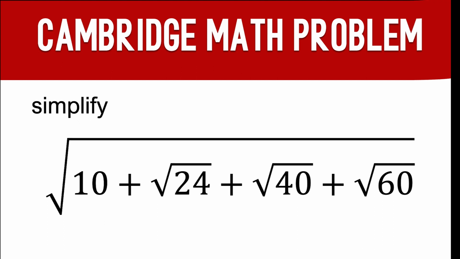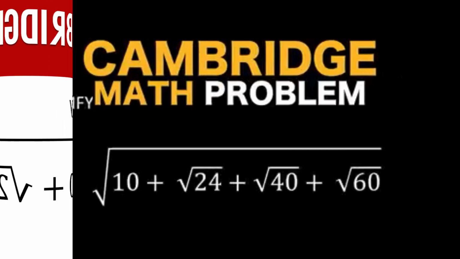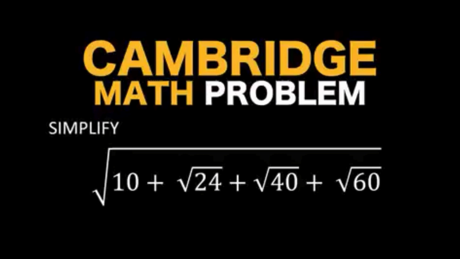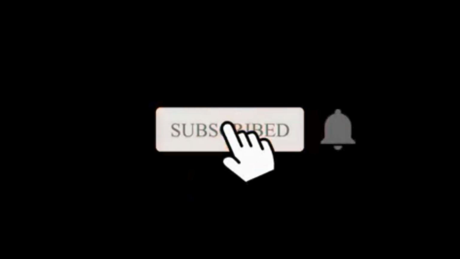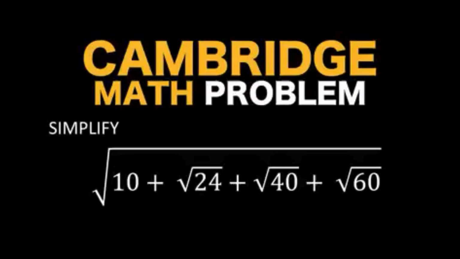Hi everyone, let's do this Cambridge math problem. Let's say we are asked to simplify this expression. We have 10 plus square root of 24 plus square root of 40 plus square root of 60 all under this big square root symbol. Definitely this is not in the simplified form because we have a radical under another radical. You can pause the video and see if you can solve this Cambridge math problem.